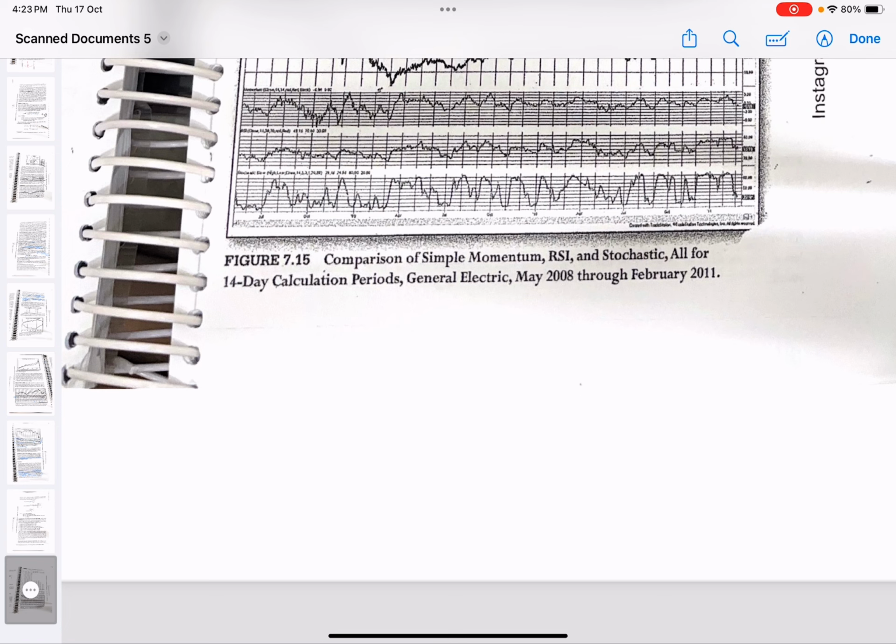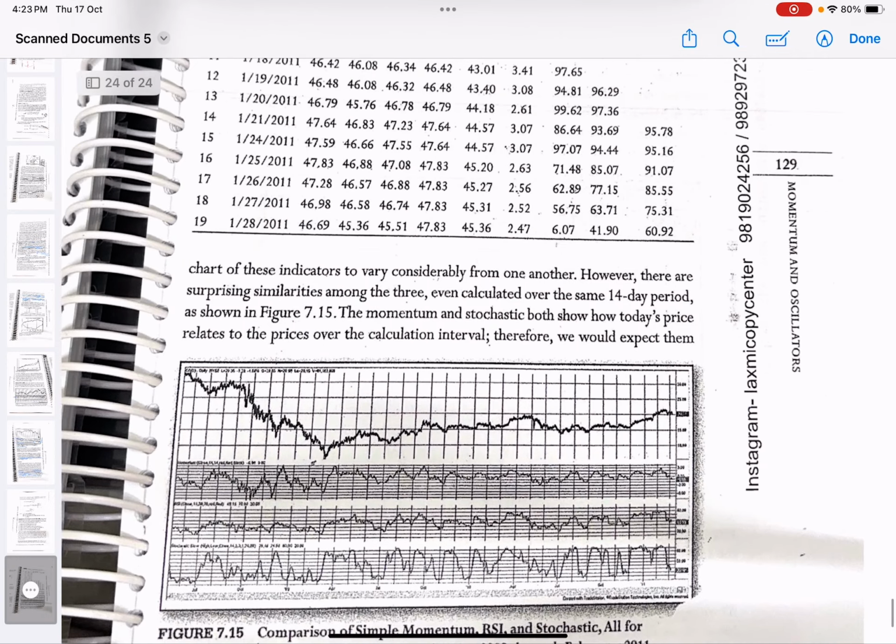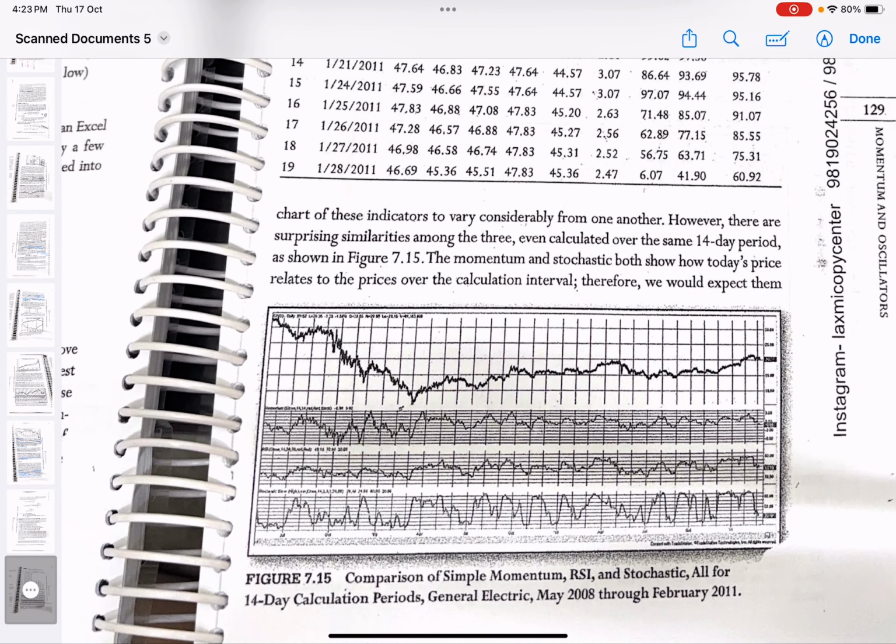Wait, I think a page is missing. Let me just quickly check if it's missing or this is it. Chapter number 7, Momentum and Oscillator. Yeah, a lot of it is missing here, but I will scan it and I'll cover it.